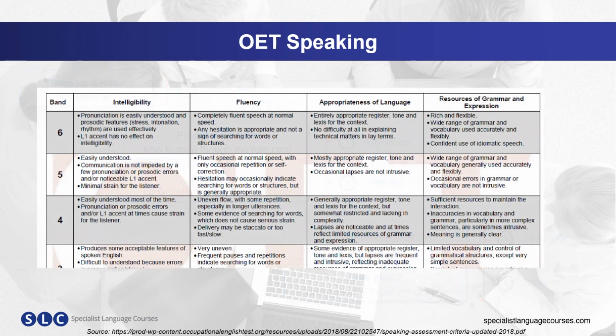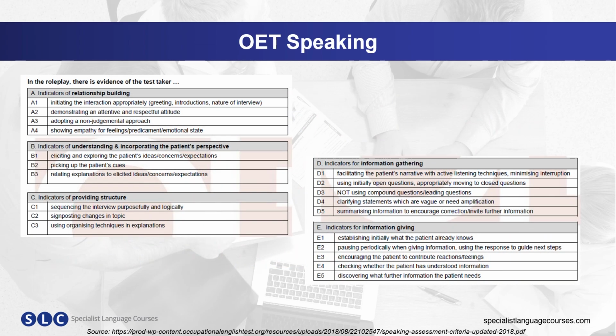You will then be given a second role-play card and the process will be repeated. You will be assessed on 4 different linguistic assessment criteria: intelligibility, fluency, appropriateness of language, and resources of grammar and expression. You will also be assessed on the clinical communication criteria, and there are 5 sections: building relationships, understanding and incorporating the patient's perspective, providing structure, information gathering, and information giving.